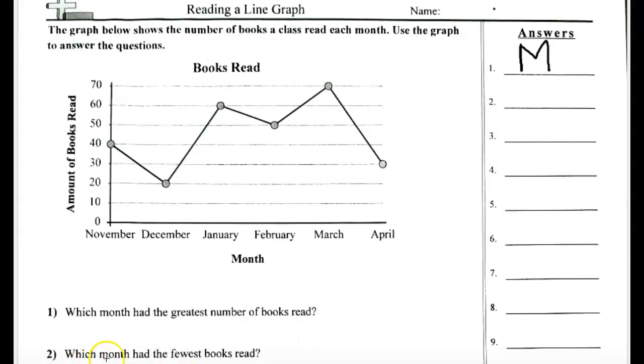Number 2 is, which month had the fewest books read? So we want to see the lowest point, which is at 20, and our month is December. You could either circle it again, or you could write D.